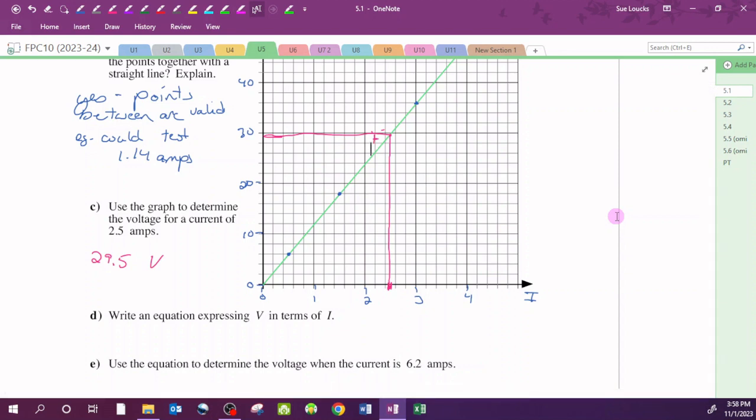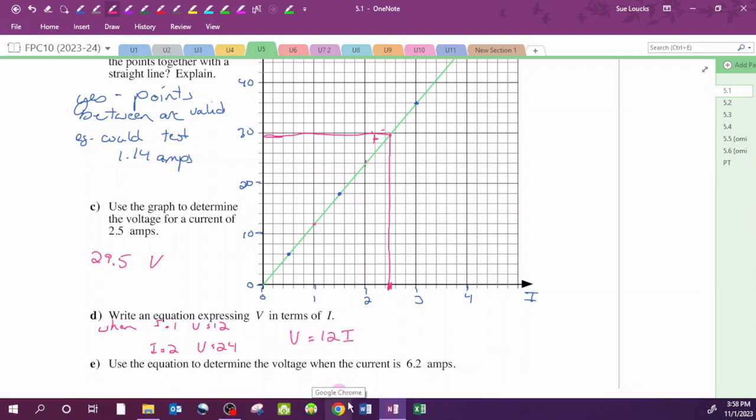It says write an equation expressing V in terms of I. That means I'm going to say V equals do something to I. So I have to figure out what that is, and we're going to get into better strategies for this soon. But for now, when I equals 1, my voltage right there is right on the line. My voltage equals 12. And when I equals 2, again it's right at the intersection, and my voltage equals 24. So I can see that my voltage is 12 times my I, or my current. So voltage equals 12 times I.